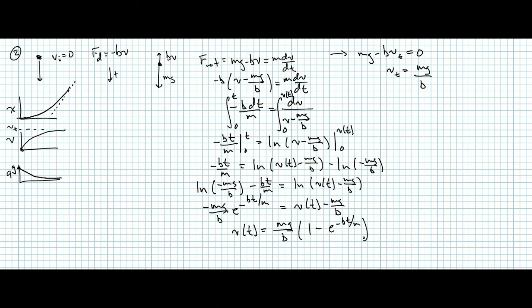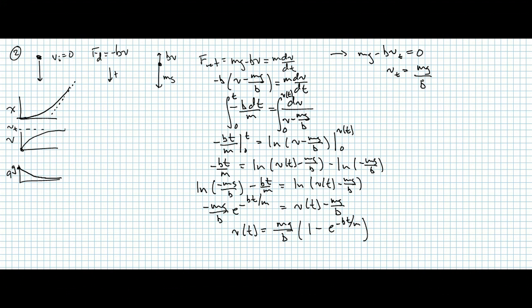Let's make sure that does the right stuff. So at time equals 0, this term is 1, so this whole thing goes to 0, which is what we wanted. As time goes by, this gets closer and closer to 0, which means that this function gets closer and closer to mg over b, which is the terminal velocity, so that is exactly what we want.